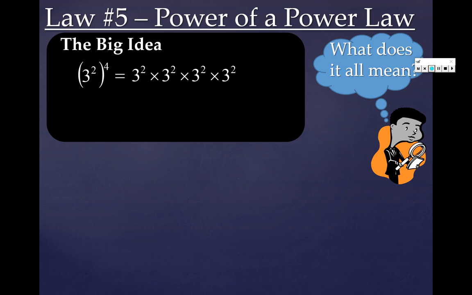If it was 3 squared to the power of 4, it would be 3 squared times 3 squared times 3 squared times 3 squared. Oh, it's way worse than that. 3 times 3 times 3 times 3 times 3 times 3 times 3 times 3. How many 3's is there?